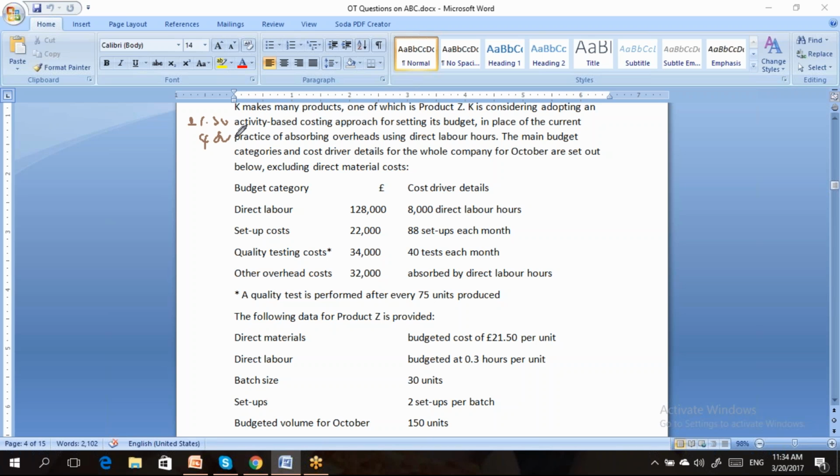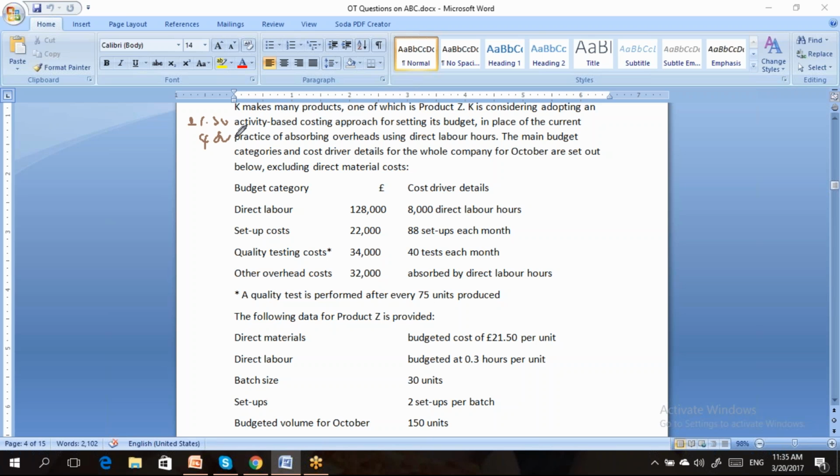Then other overheads, it is 4 per hour, that is all right. So it is 180 divided by 150, should have been 180. So that has come right. Because of the setup cost, I think only you mixed it up. Others are quality testing, because of that wrong calculation.